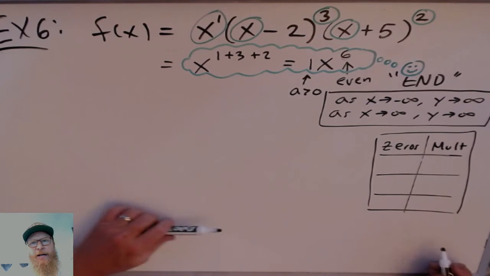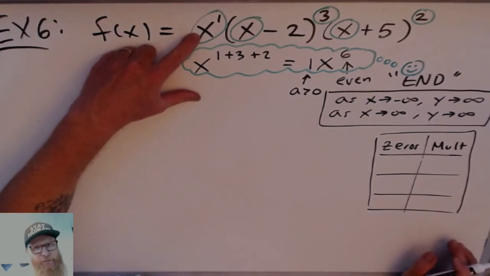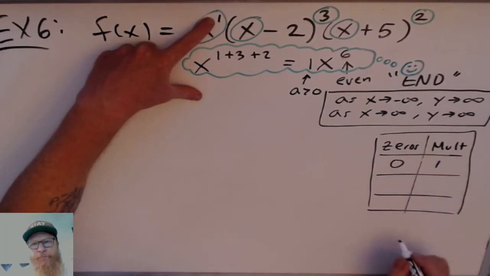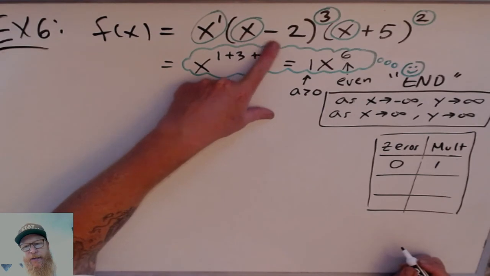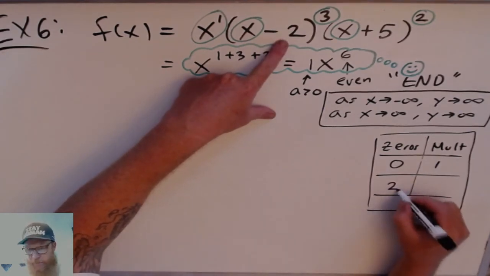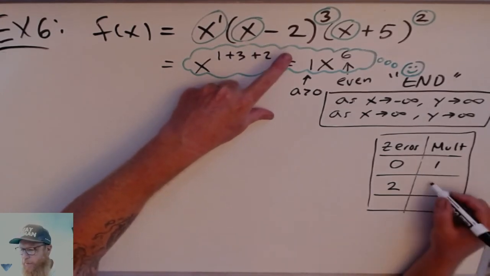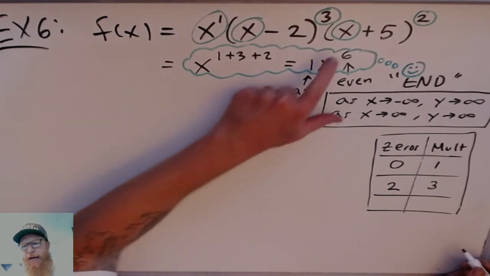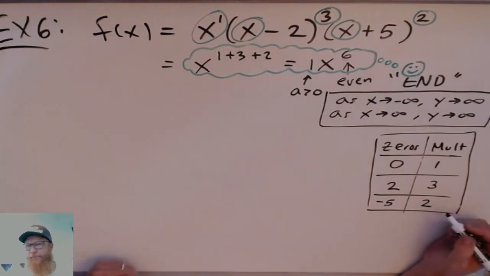Again, you can do this in your head as well. So you've got x. What value makes x 0? Well, 0. What's its multiplicity? 1. What else do we have? x minus 2. What makes that 0? 2. If you plug in 2, you get 2 minus 2, which is 0. Multiplicity is 3. And then for x plus 5, it's negative 5, and the multiplicity is 2.